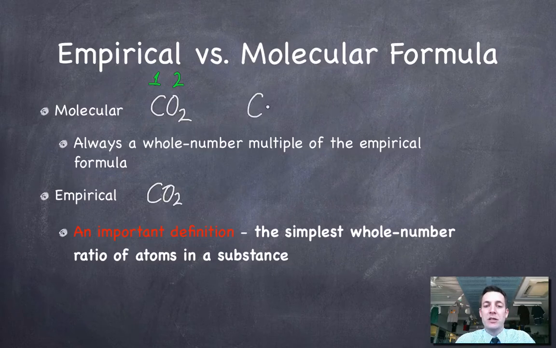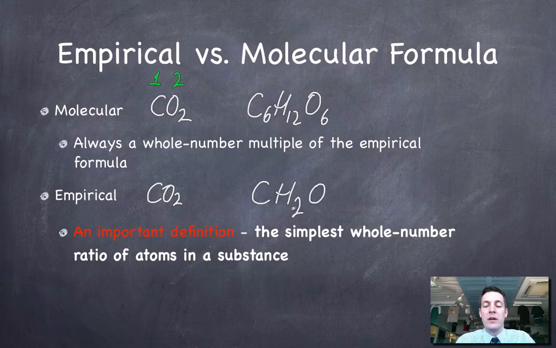But if I was to choose a substance like glucose, which has a molecular formula of C6H12O6, so 6 carbons to every 12 hydrogens to every 6 oxygens, well, I can write that ratio of 6 to 12 to 6 as a simpler whole number ratio of 1 to 2 to 1. So the empirical formula of glucose is CH2O. This doesn't tell us about how many atoms there are in one molecule of glucose, it just tells us about the ratio of atoms in a sample of glucose.